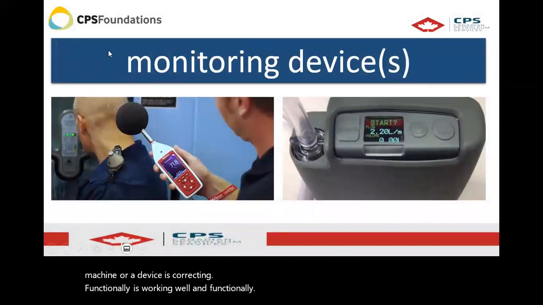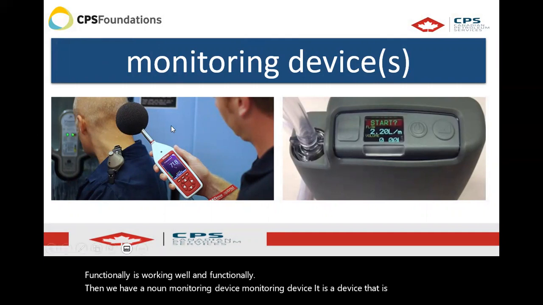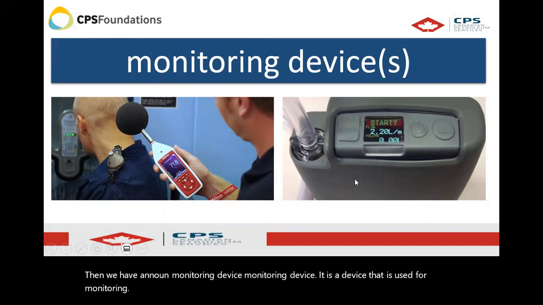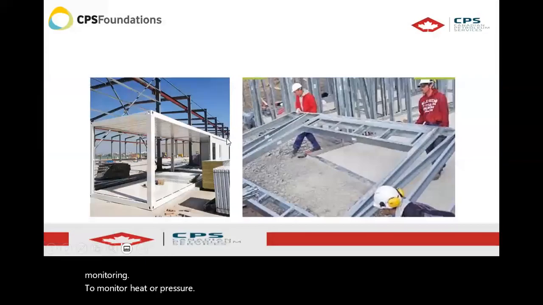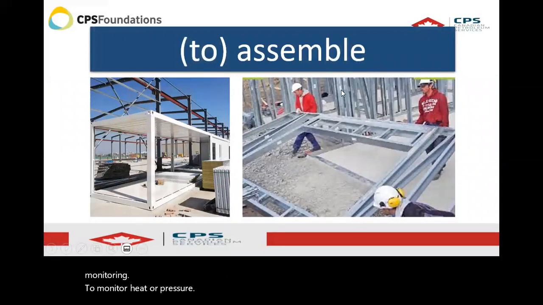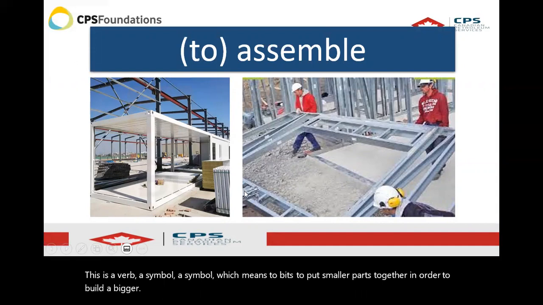Then we have a noun, monitoring device. It is a device that is used for monitoring, especially to monitor heat or pressure. This is a verb, assemble, which means to put smaller parts together in order to build a bigger building, for example, or a bigger machine.